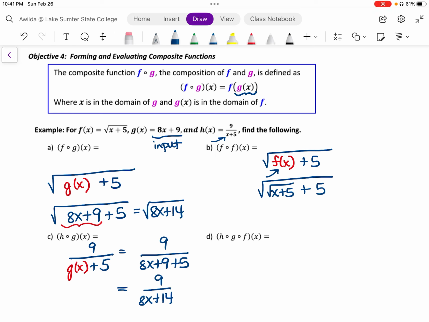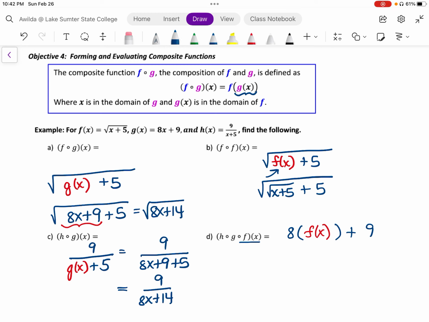In this next example, we have 3 functions being combined, so this is going to take a little bit of careful work. First, f of x is going to become the input for g. We'll worry about h later, but we're working from the right to the left. So f of x is going to become the input for g first. So what does g stand for? g stands for 8 times input plus 9. Well, the input is going to be all of f of x.